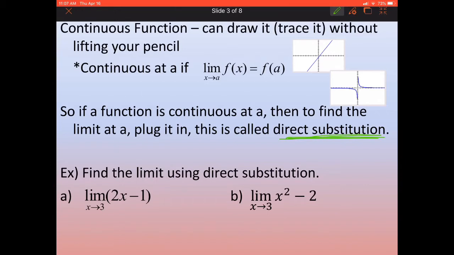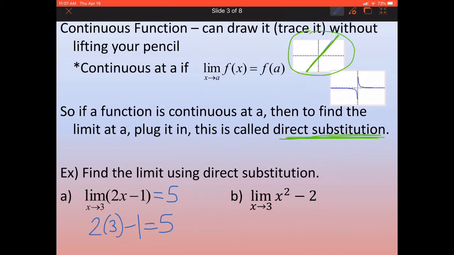Okay, so let's try direct substitution. Find the limit using direct substitution. Well, 2x minus 1 is a continuous function. I drew it up here, that's 2x minus 1. That's continuous at 3. So since it's continuous, all I have to do is plug in 3. So notice my answer is still 5. I knew that was my answer before by looking at the graph, and I still know by plugging it in that my answer is 5.